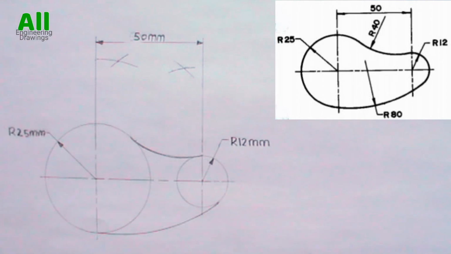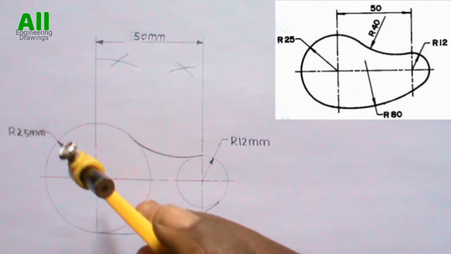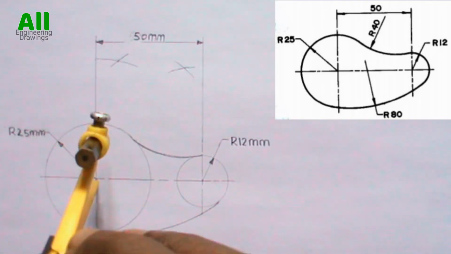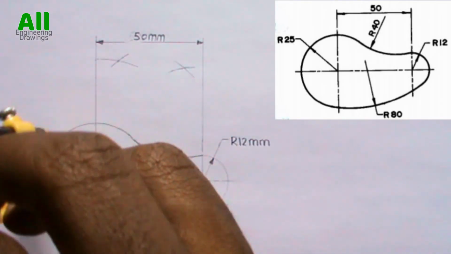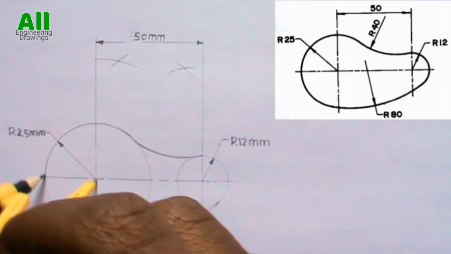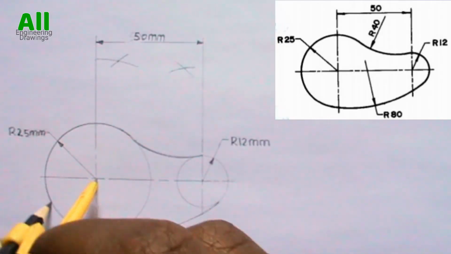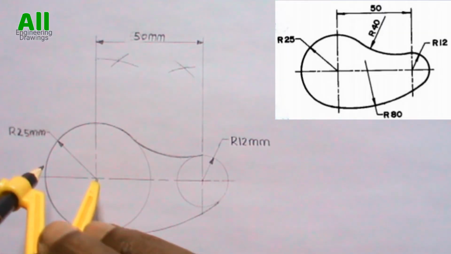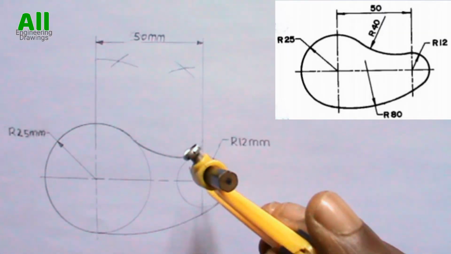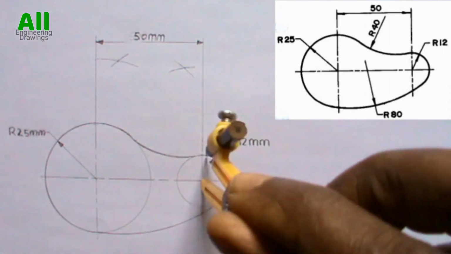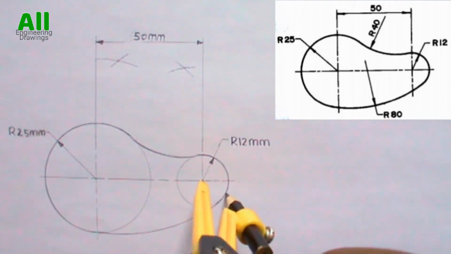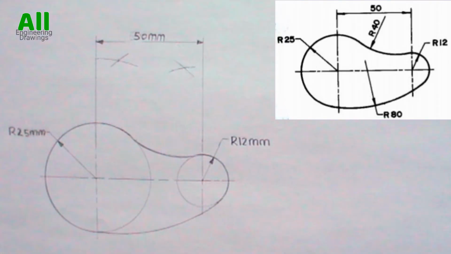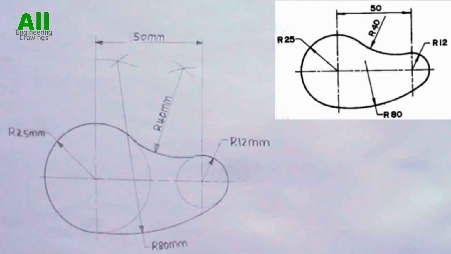Make bold the part of the circle that is supposed to be bold. Indicate the radius of the tangential arcs. The above tangency problem has been drawn successfully.